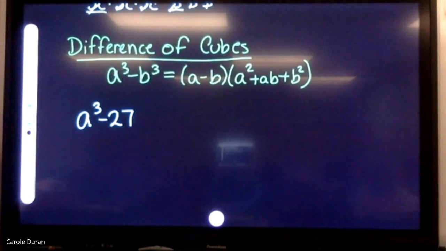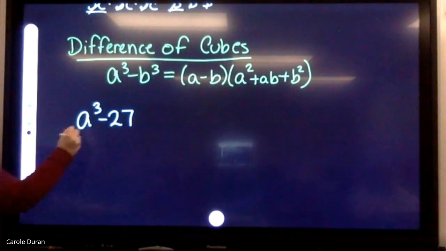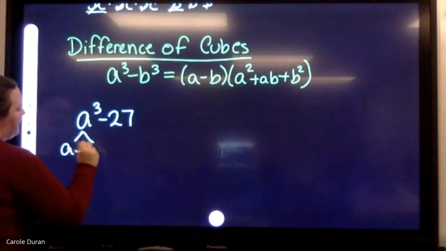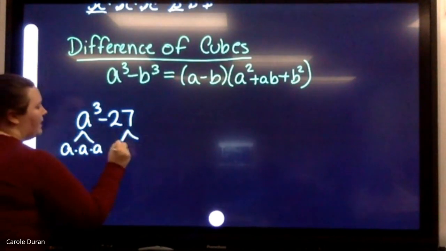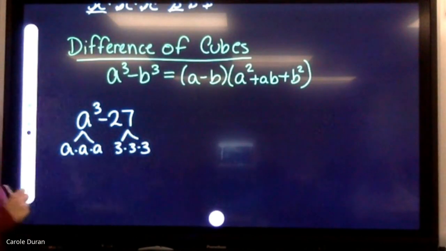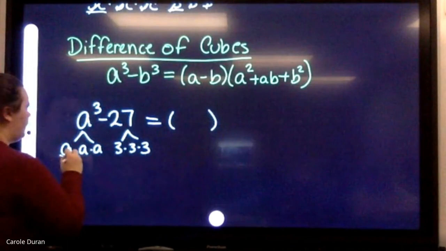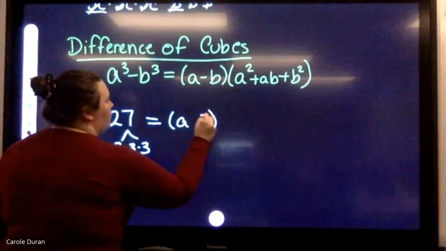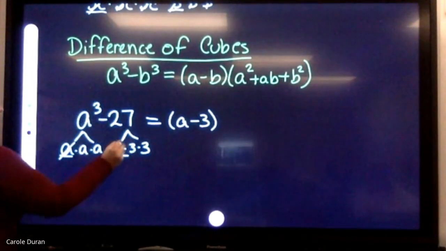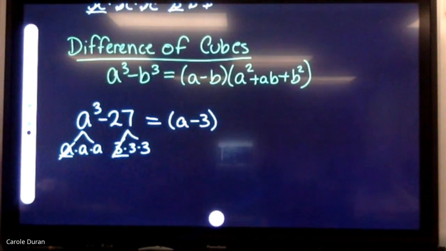Just like before, I need to break this down into my cube roots. A times A gives me a cubed. 3 times 3 times 3 gives me 27. I take one of each of those factors to create my binomial. So I take an a and I take a 3 with subtraction in the middle. Then I build my trinomial.